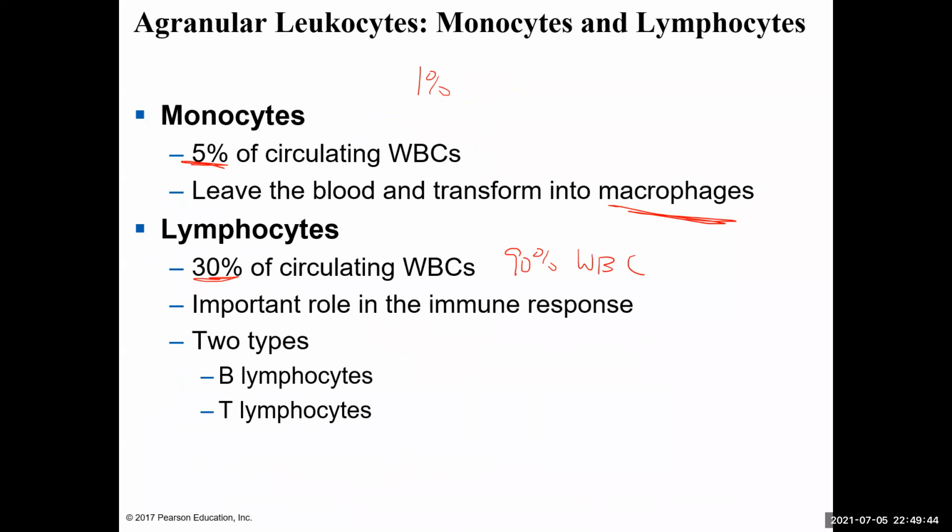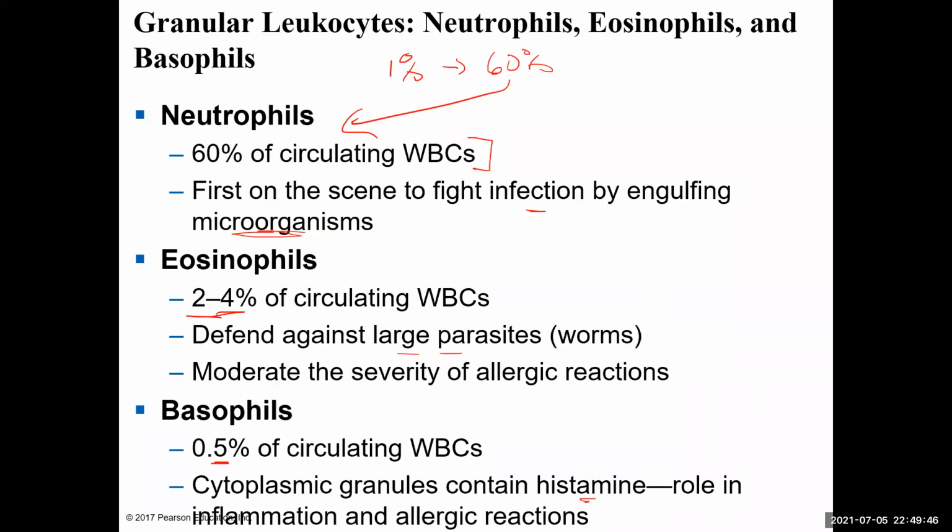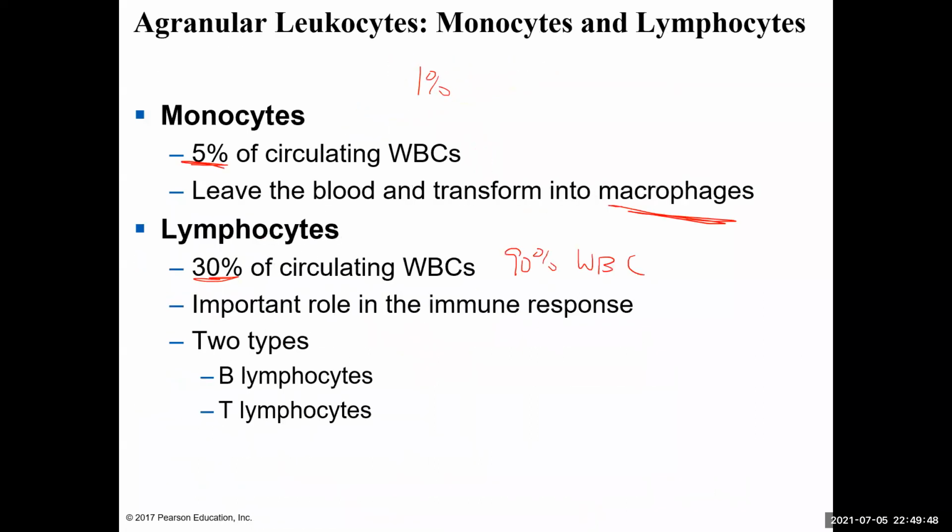The other 10% are the monocytes, the eosinophils, and basophils. Now, your lymphocytes are very important for immune responses. We have two different lymphocytes, which are the B lymphocytes, which come from bone, and then the T lymphocytes, which come from the thyroid.